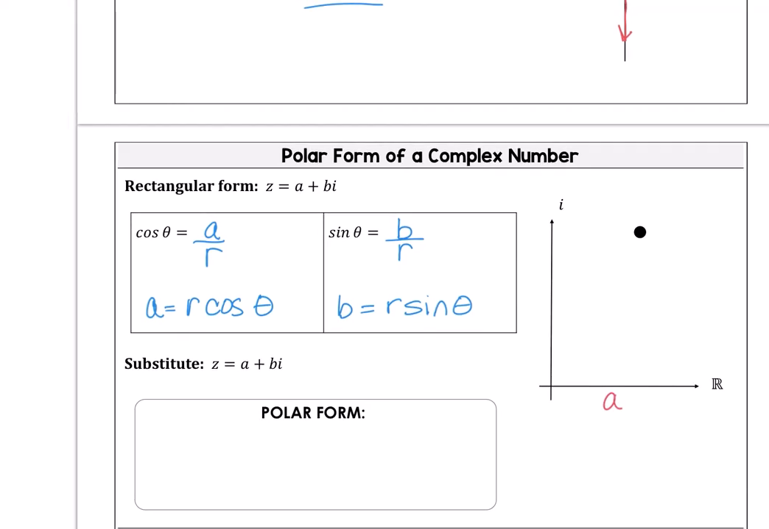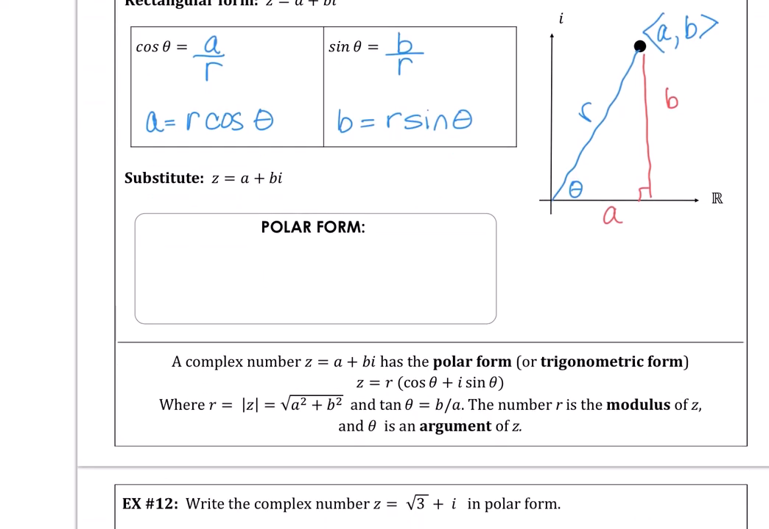And b for the imaginary part. Within that right triangle, where our terminal side is up here, this is r, this is theta, and we have an a comma b. This is our vector. That gives us polar form.